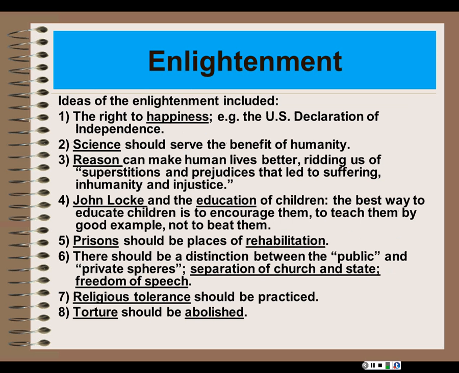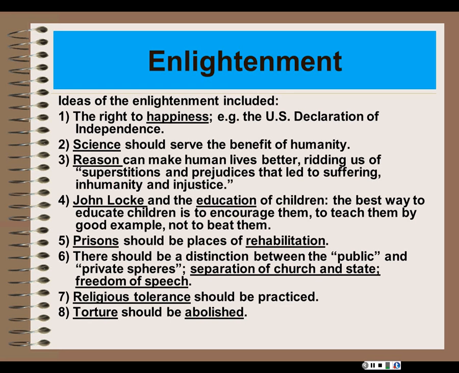But I do want to go over quickly what some of the ideas of the Enlightenment included. They included the right to happiness, and that's stated quite clearly in the U.S. Declaration of Independence. The Enlightenment said that science should serve the benefit of humanity. It said that reason can make human lives better, ridding us of superstitions and prejudice that led to suffering, inhumanity, and injustice. John Locke wrote about the education of children and said that the best way to educate children was to encourage them, to teach them by good example, not to beat them, and that's the thing that they had done quite often in education before then.